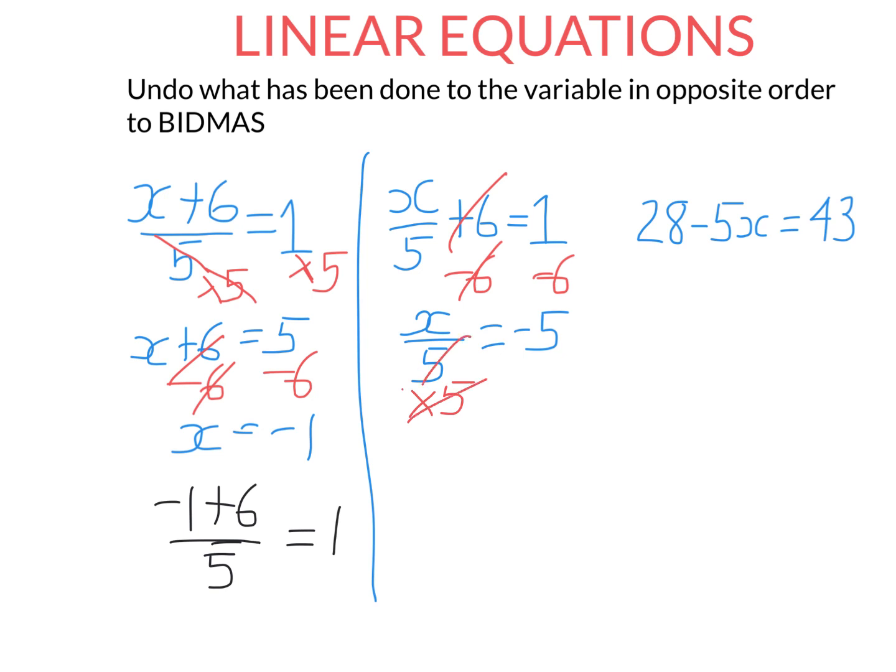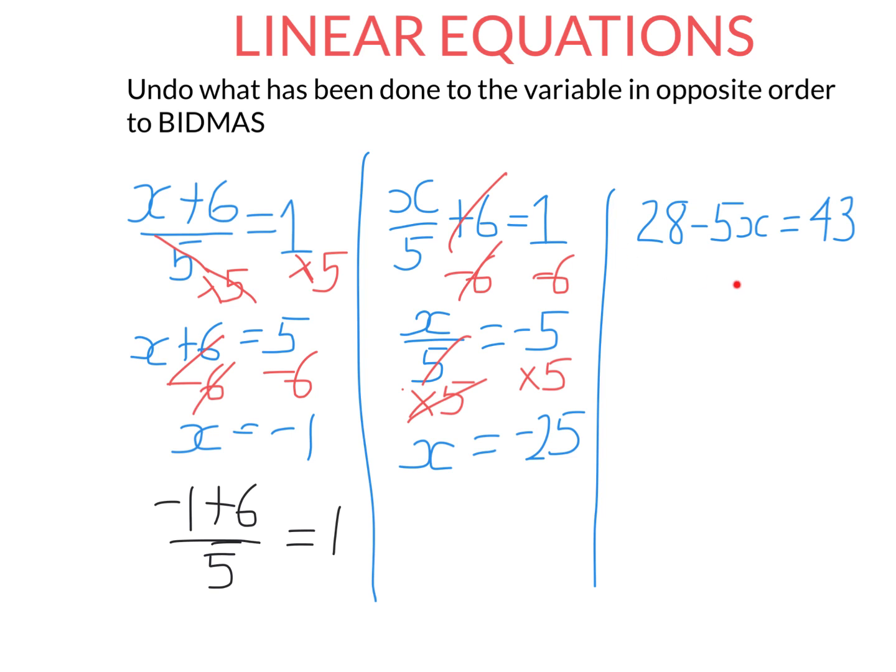Because times 5 and divide 5 cancel each other out, and if I multiply one side of the equation by 5, I must also multiply the other side of the equation by 5. So I'm just going to be left with x is negative 5 times 5, and my final answer is negative 25. So you can see the answers here were totally different just by changing the order of operations. So once again, this is the solution. If I substitute x for negative 25, I get a true statement. Negative 25 divided by 5 is negative 5, plus 6 gives you 1.